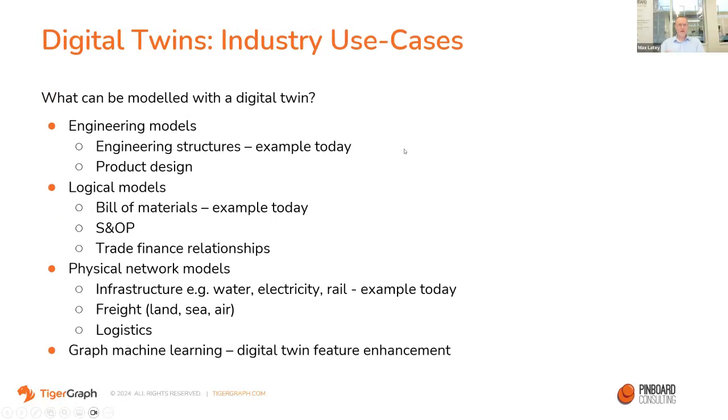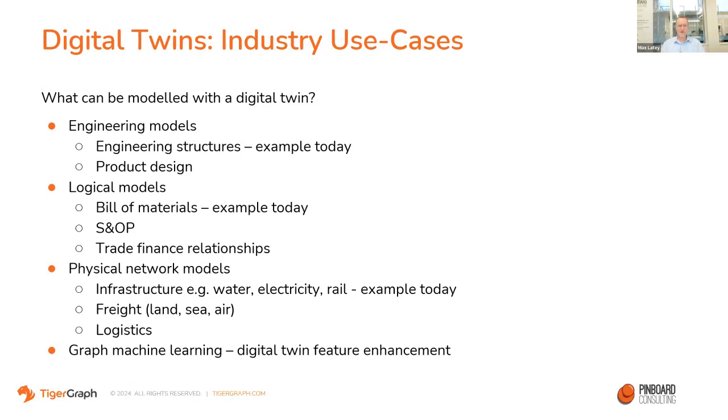Next slide. As AJ showed, graphs abound. Opportunities to create digital twins abound. Within engineering, we're going to cover some engineering structures examples today, but product design is a fantastic use case for digital twin. Logical models, which is the place where Pinboard's done the vast majority of our work, again, they abound. I could have had slides and slides of examples. I picked these three. Bill of materials, which we're going to talk about today. A bill of materials is a graph structure, but it's a graph structure that often defeats flat data stores.